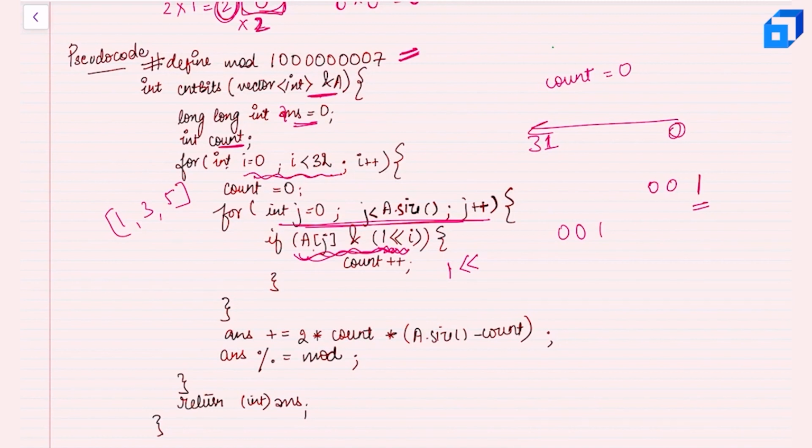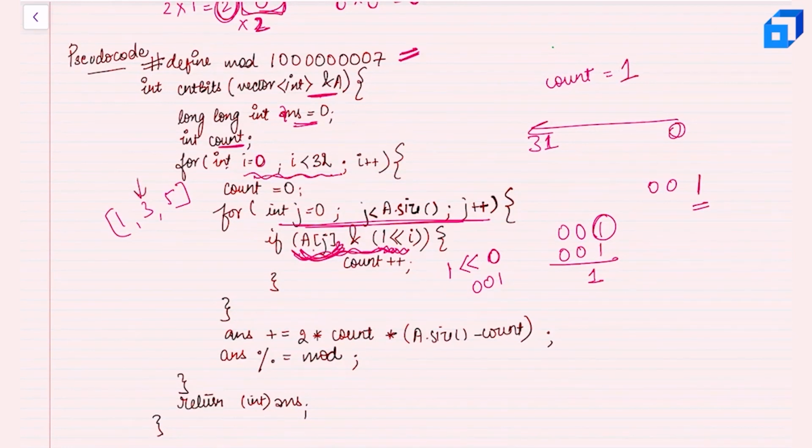So basically i is 0, right? So 1 left shifted by 0, it gives me what? It gives me 1 only, right? Now it will give me 1, that means this bit position is set in this number, so it will give me true, and I'll simply count. Now my count becomes 1, right? So I'll simply iterate over all the elements.